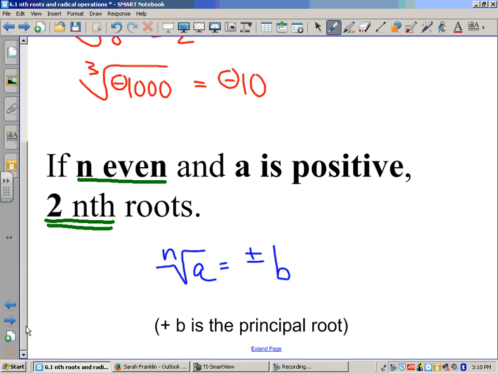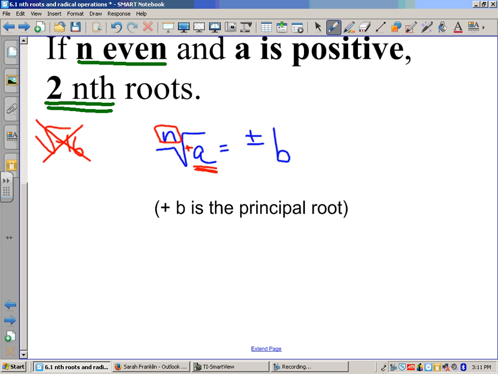Even roots. So n is even. A has to be positive. You cannot take even roots of negative numbers. You cannot take the square root of negative 16. You can't take the fourth root, the sixth root, the eighth root. That number has to be positive. So we know that A has to be positive. We will get 2 roots, plus or minus that answer.